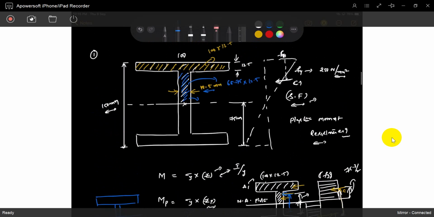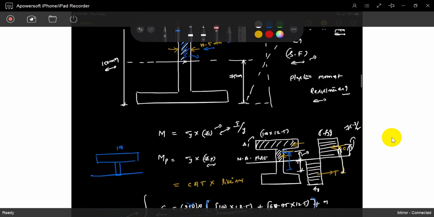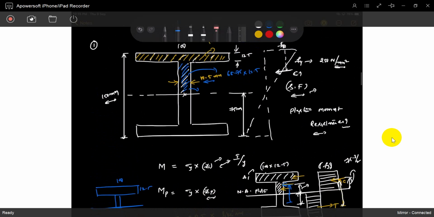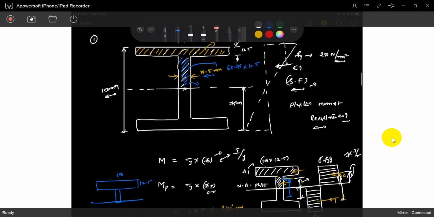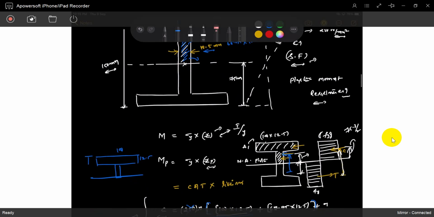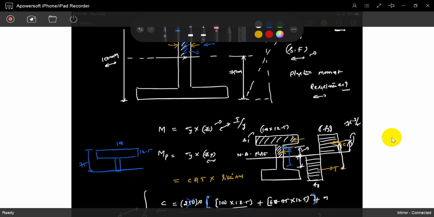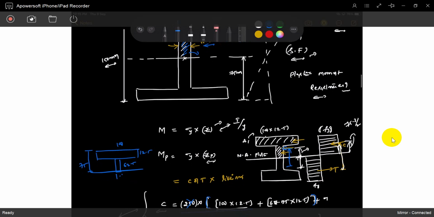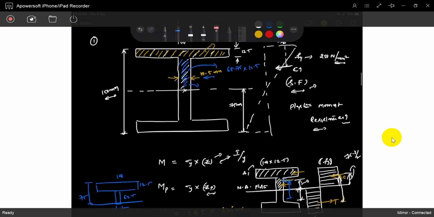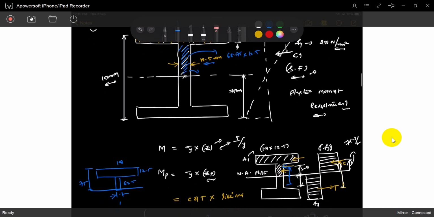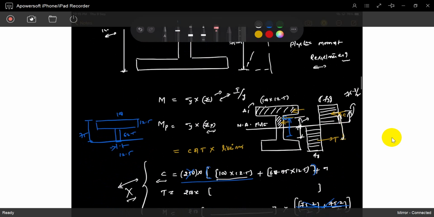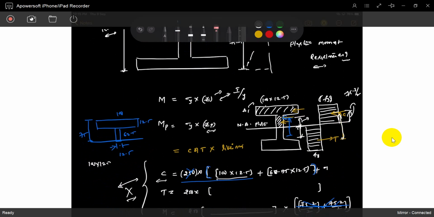So what is this dimension? This dimension is 100. This is 12.5. This is 18.5. What is the thickness? This is 75. So this is 75. This means 75 minus 12.5, that is 62.5. This is 62.5. The thickness is 18.5. What did I give? I gave 12.5. Is it 12.5? Just find out the CG.